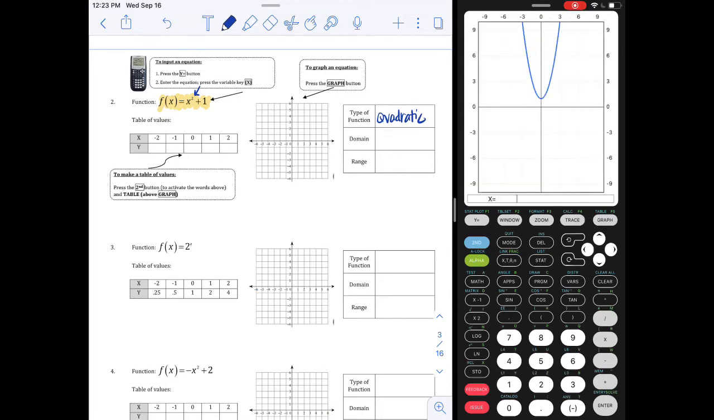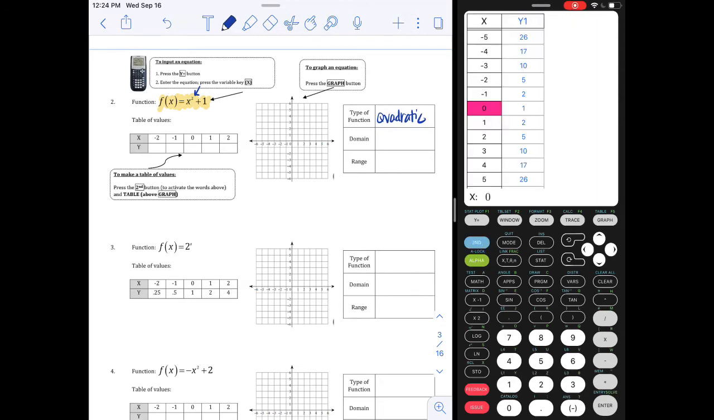And there we have our parabola, which is great, but we don't want to sketch. We want the exact table of values. So to make a table of values, as it says in the box, we're going to press the second button, which is the blue button on my calculator screen. And then we're going to press graph again, which is going to activate our table of values. So in this instance, again, I see my table of values of negative 2, 5, negative 1, 2. So I'm going to use that to fill in over here. 5, 2, 1, 2, 5.